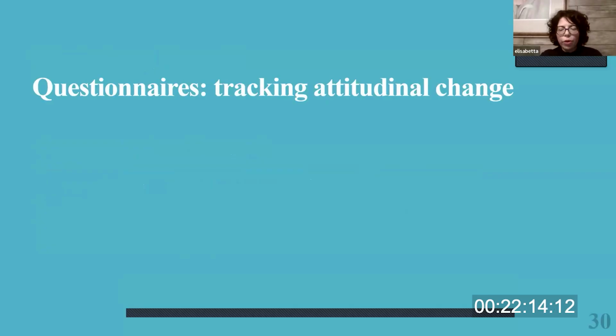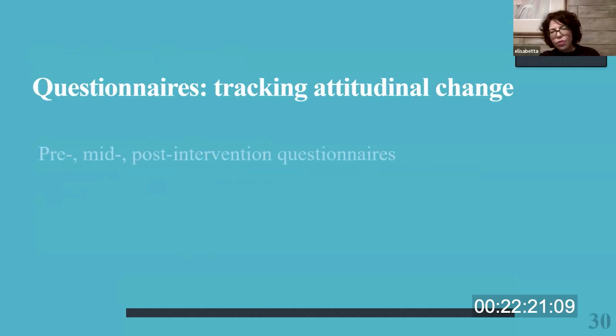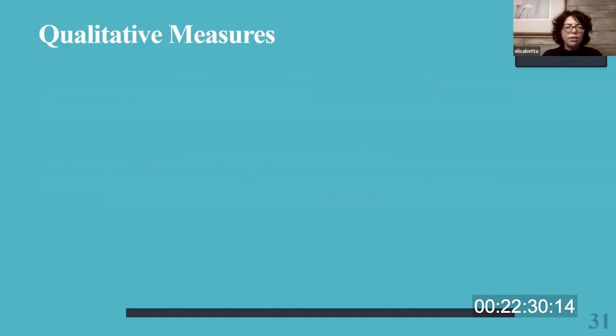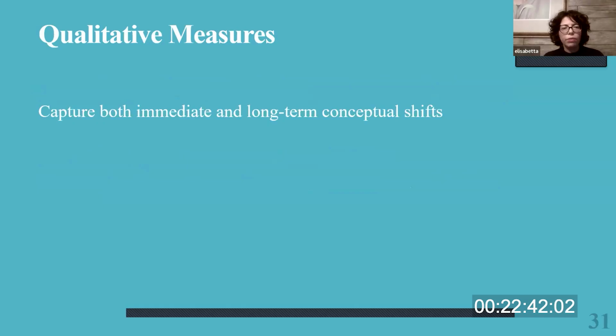Questionnaires will be helpful in order to track attitudinal change before, during, and after the workshop. And we will also have session feedback to monitor engagement and reflection. And as I said, this will be a mixed method research study. So we will have both qualitative and quantitative measures, with qualitative measures to capture both immediate and long-term conceptual shifts.